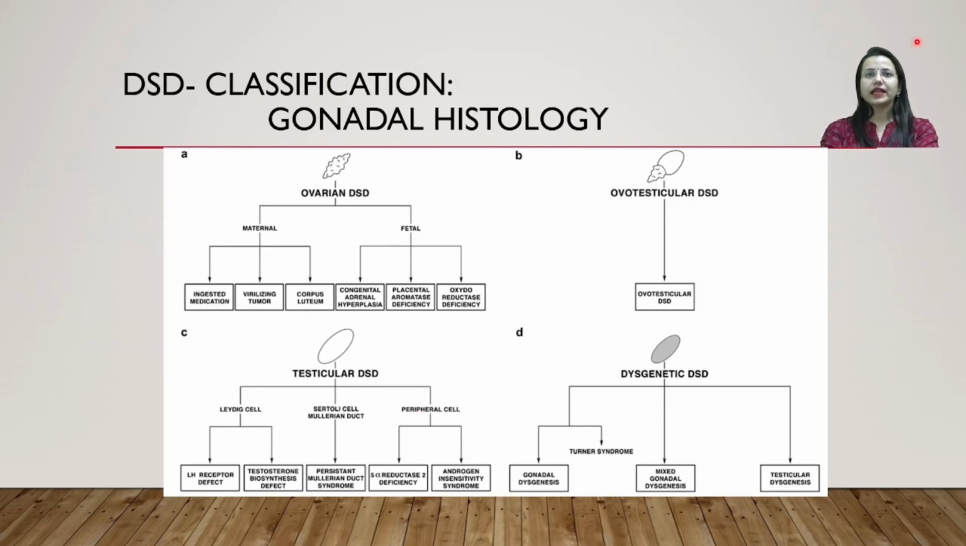Now, DSD can also be classified based upon the gonadal histology, where there are ovarian disorders of sexual differentiation, or it could be testicular DSDs, then there could be ovotesticular DSD, and then there could be dysgenetic DSDs.